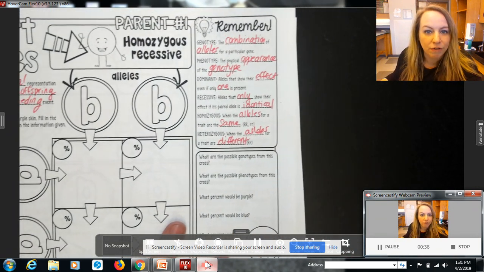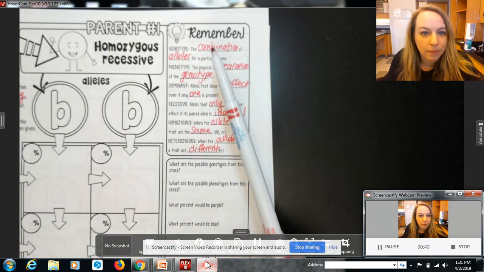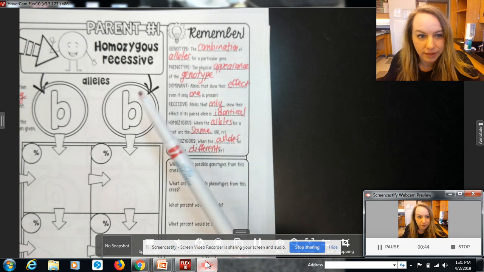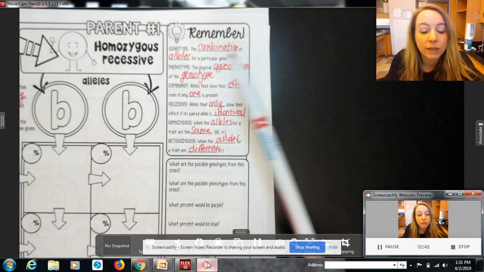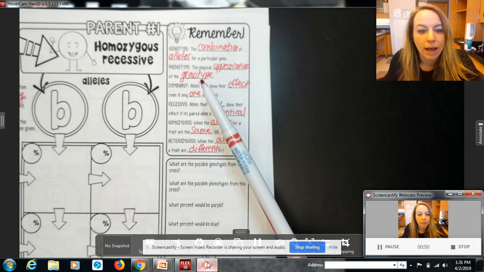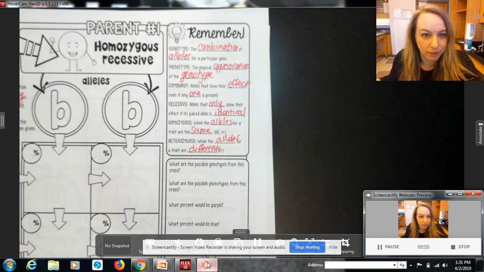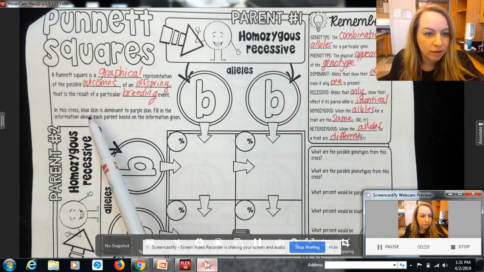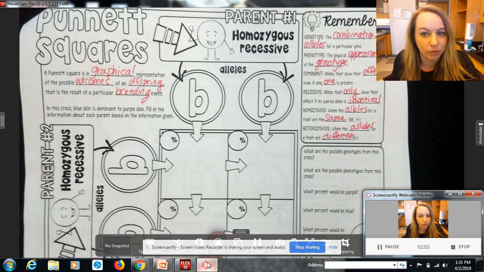Just to refresh you on some of your vocab here, a genotype is the combination of alleles for a particular gene. So little b, big B, little b, those would be genotypes. Your phenotype is the physical appearance of the genotype. So your phenotype would be blue skin or purple skin, or whatever trait it is that you're following.